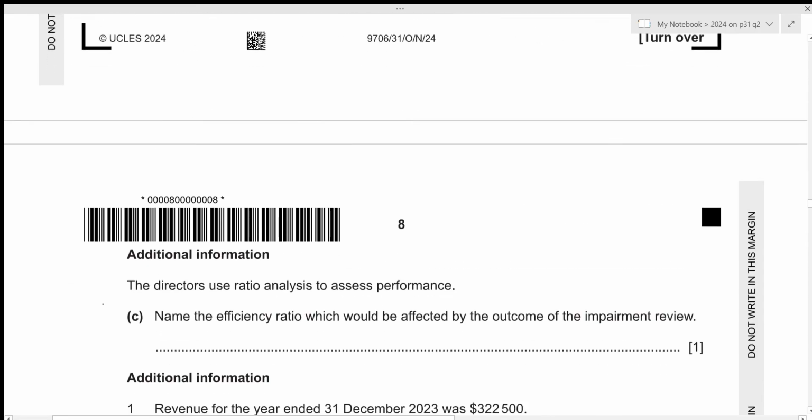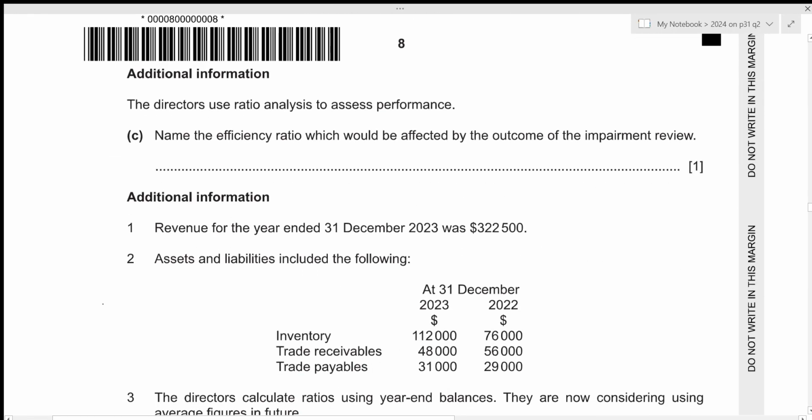Now, for the third one, we have some additional information. The directors use ratio analysis to assess performance. Name the efficiency ratio which would be affected by the outcome of the impairment review. The impairment review will change the net book value of the non-current asset, and we use the net book value of our non-current asset in order to calculate the non-current asset turnover. So that is the answer we're looking for. Alright, that's all for the third part.